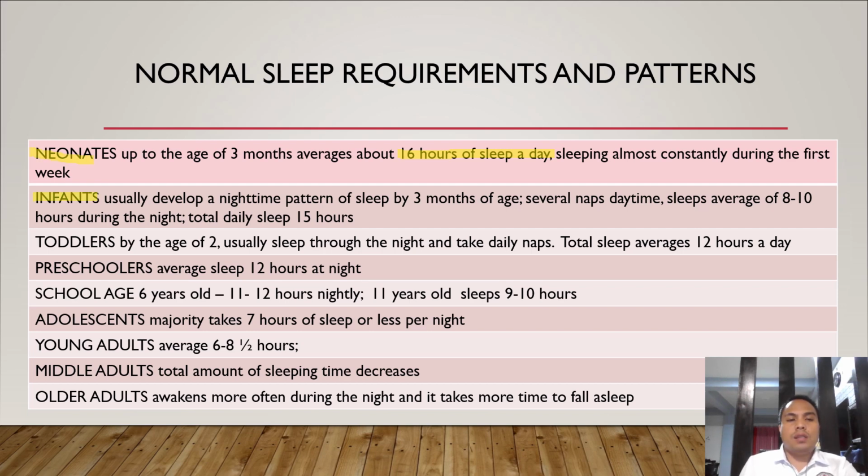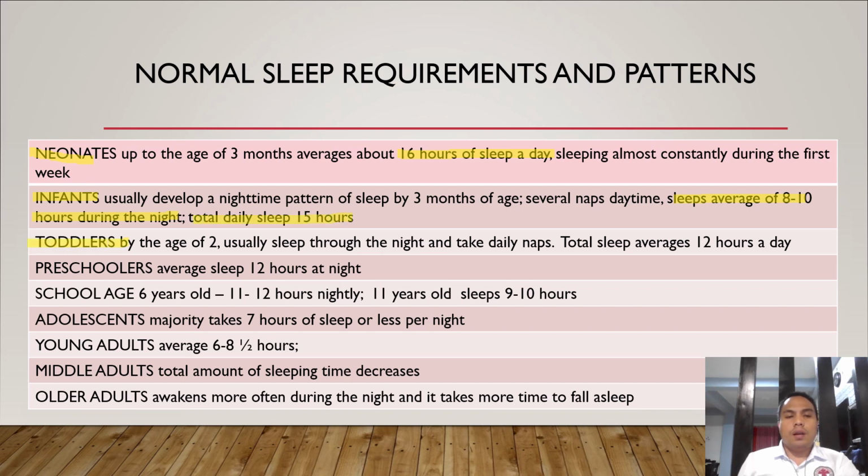In infants, they usually develop a nighttime pattern of sleep at 3 months of age. Several naps during the daytime, sleep average of 8 hours during the night, and total daily sleep, that is 15 hours. Okay, so the average for our infants is 8 to 10 hours during the night. So, total daily sleep of 15 hours.